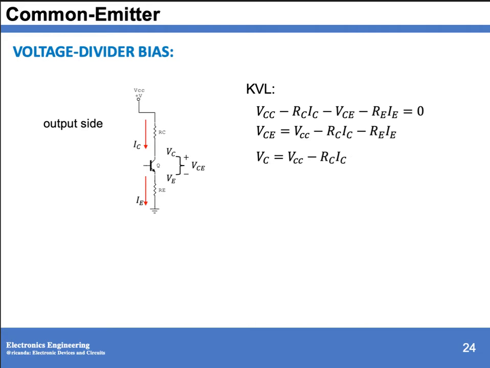And for VC, that is equivalent to VCC minus RC IC, or that is equivalent to your VCE plus your voltage at your emitter. So what is the voltage of your emitter? That is equivalent to the voltage drop across RE. So we have RE times IE.